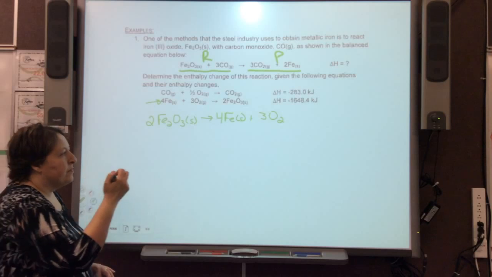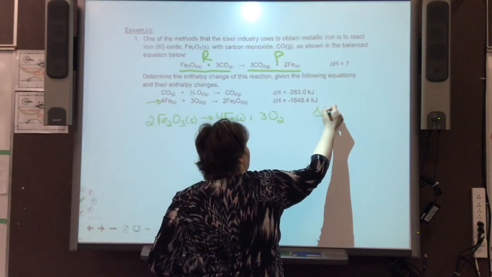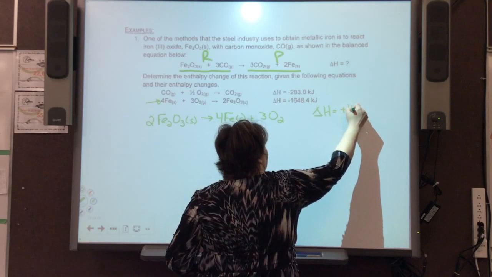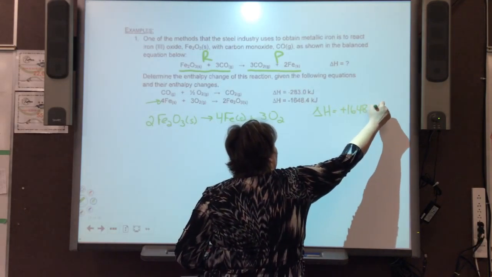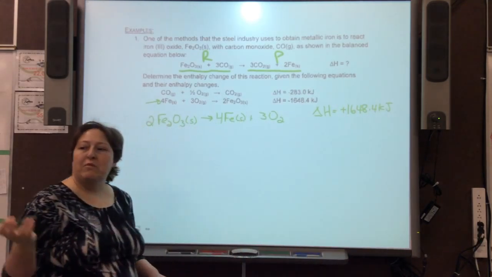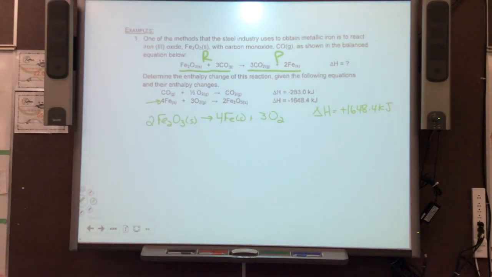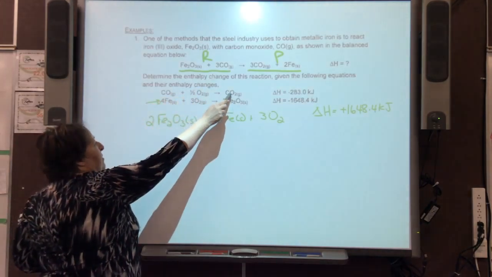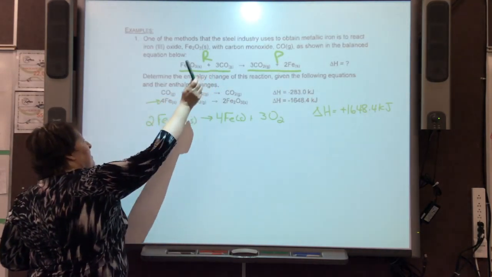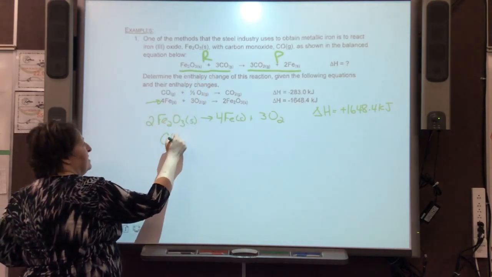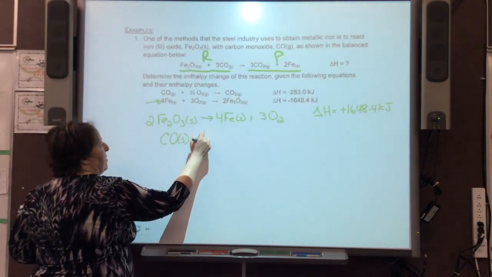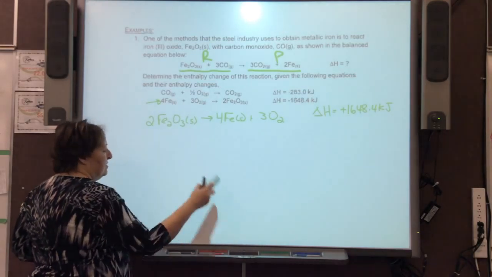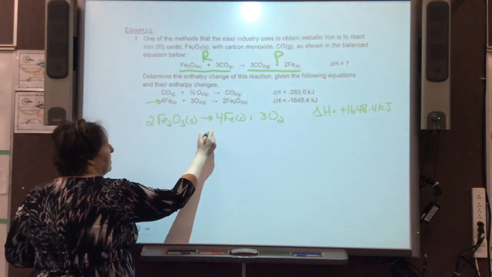Okay? And so right now, this delta H is now sitting at plus 1648.4 kilojoules because we reversed it. It requires a phenomenal amount of energy to break down iron 3 oxide rather than forming it. Okay, and then carbon monoxide, 1/2 oxygen and carbon dioxide. Well, we see carbon monoxide is on this side, so we're going to leave this reaction this way. I like to line up my arrows, just is how my brain works.